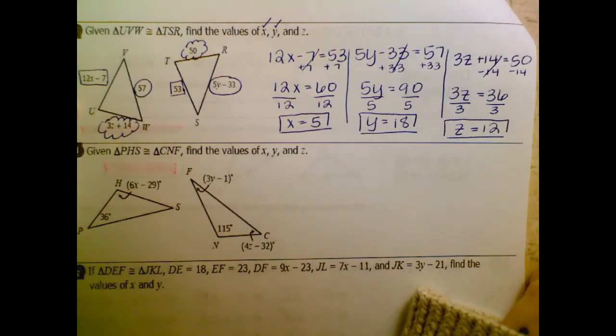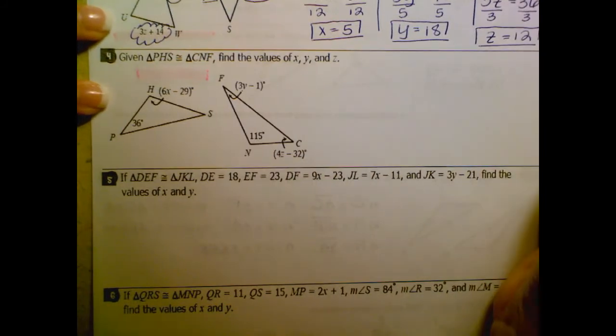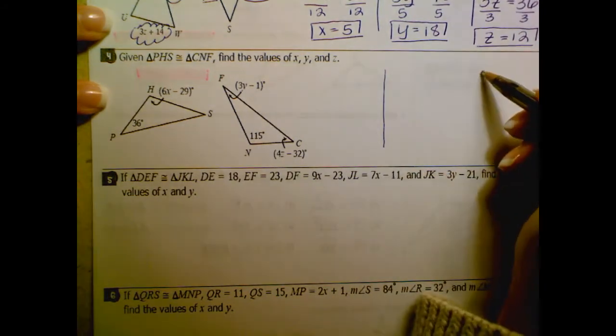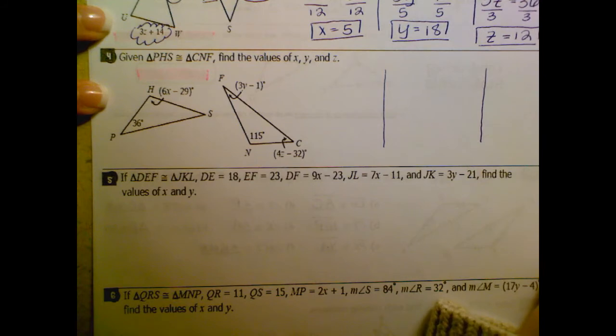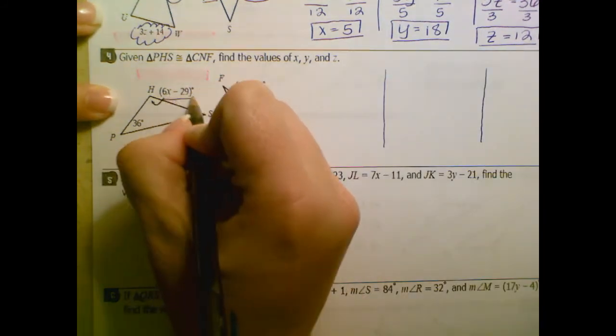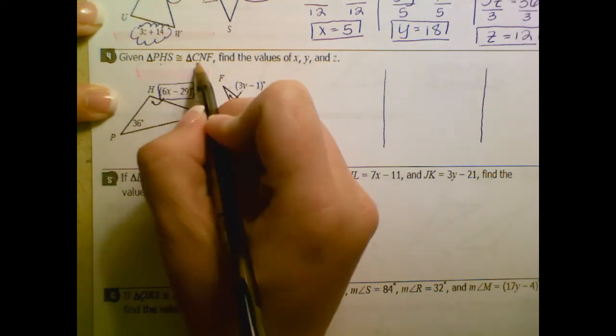So all I did was just match up partners and put them equal to each other. We're going to do the same thing with number 4, except this time we're talking about angles. So same idea, give yourself enough room to solve for x, y, and z. I'm going to look at x first. So here's x. X is corresponding with angle H. Angle H is my second or my middle letter, so its partner is angle N.